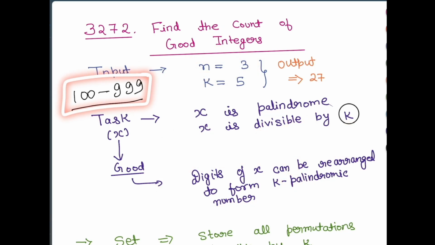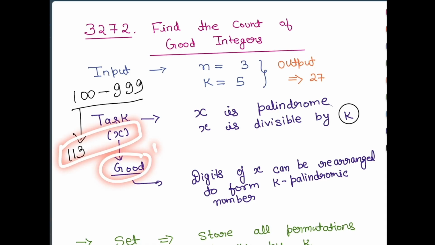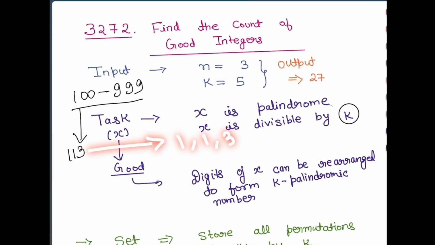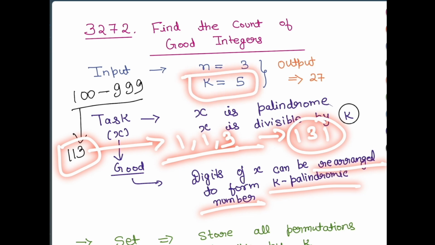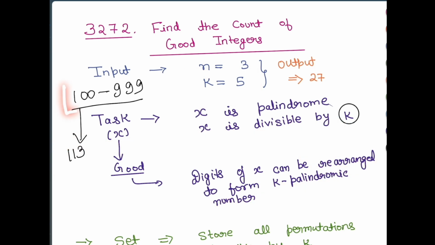Now what can you do with this range? You can check each number. For example, let's take a number out of it, 113. Then you need to check if your number is a good integer or not. Now how can you check? You need to take the digits out of it. The digits are 1, 1 and 3, right? Then you will have to rearrange these digits to form different numbers, and check if you can form a k-palindromic number or not. So we can say, okay, 131 is a palindrome using these digits, but it is not divisible by k. So we are not going to count 113. Similarly, we just need to count all those numbers in this range whose digits you can rearrange to form a palindromic number divisible by k.